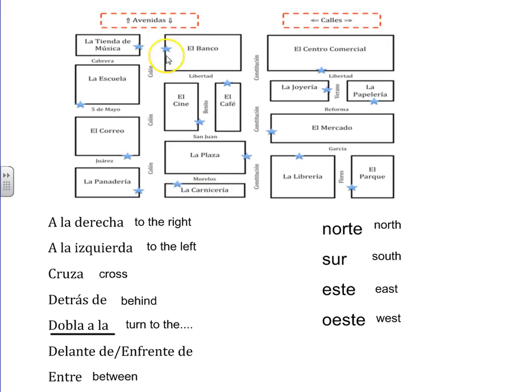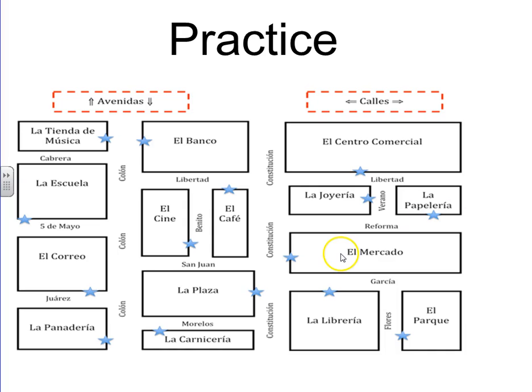Cool. So what about all these buildings and places within this little fake town? Let's make sure that you know what they are. I'm just going to go through them muy rápido. All of them, I believe, are on your vocab list. Avenidas, of course, are avenues. In this town, there's two avenidas: Avenida Colón and Avenida Constitución. Actually, there's two other little avenidas: Avenida Benito right here, and Avenida Verano over here, between these two buildings. Then there are some calles: Calle Libertad, Reforma, Garcia, San Juan, Morelos, Libertad, Cabrera, 5 de Mayo, and Juárez. I think that's all of them.